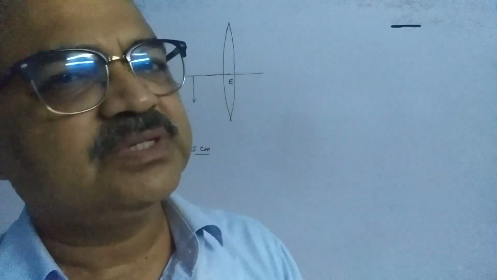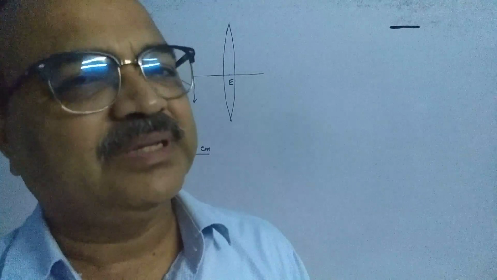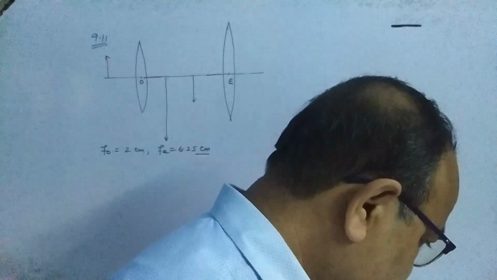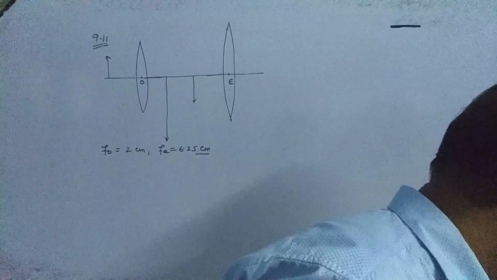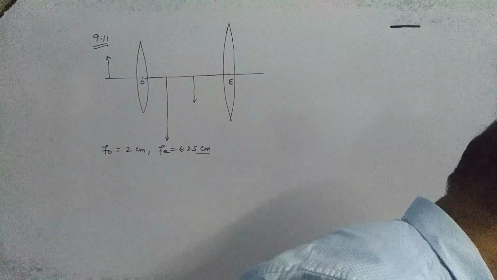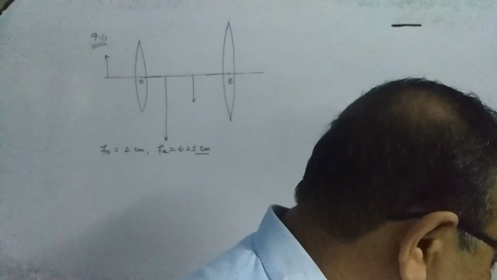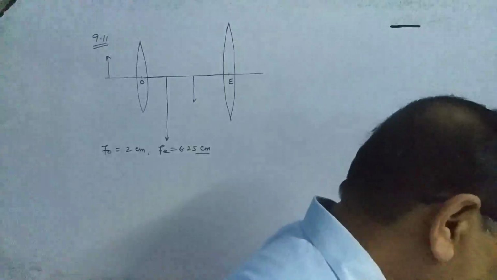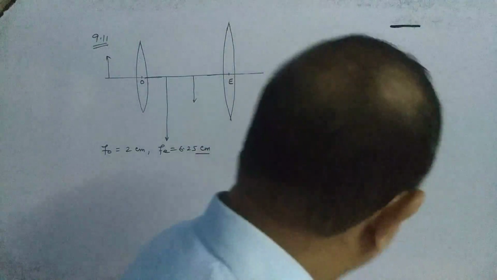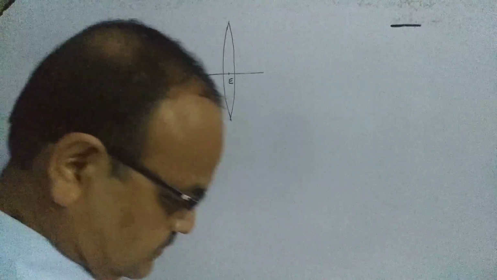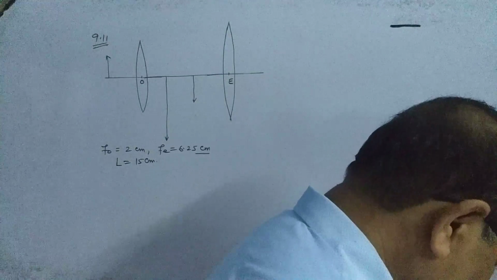All these questions are from our assignments, the assignment which I have given you, or from NCERT. This is question number 9.11 of NCERT. You must be remembering this question, all of you have NCERT. A compound microscope consists of an objective lens of focal length 2 cm and an eyepiece of focal length 6.25 cm, separated by a distance of 15 cm. Okay.